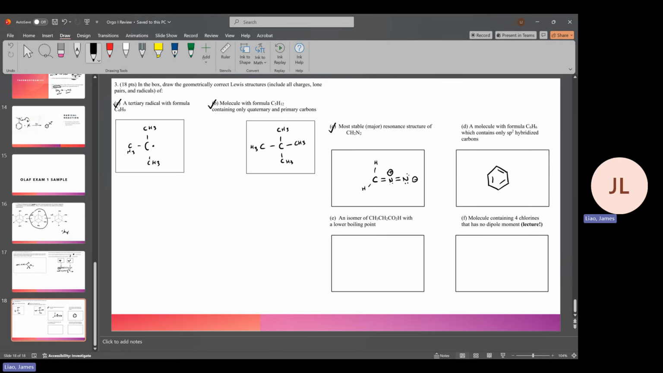The next one: an isomer of CH3CH2COOH with the lower boiling point. I'm going to draw this out to see what it is. It looks something like this. That's our reference. What we need to do is draw a different isomer that has a lower boiling point. My thinking would be to take the methyl off and switch it like this. So now it's going to look like this.